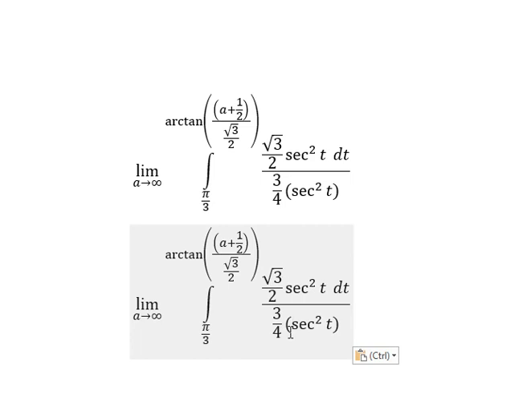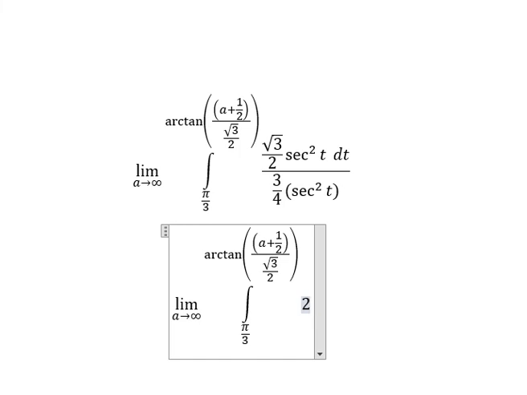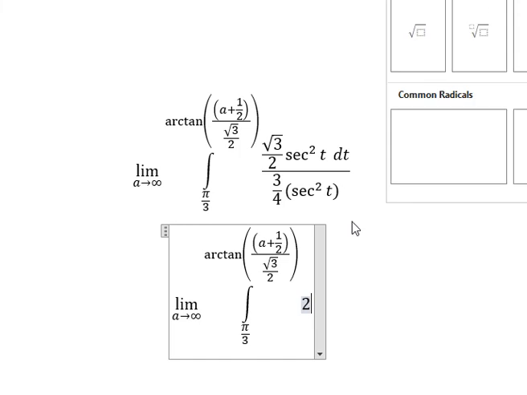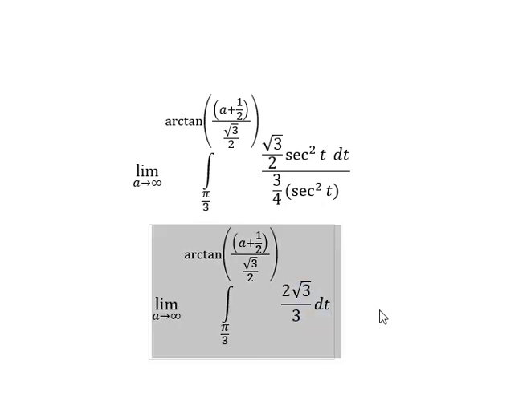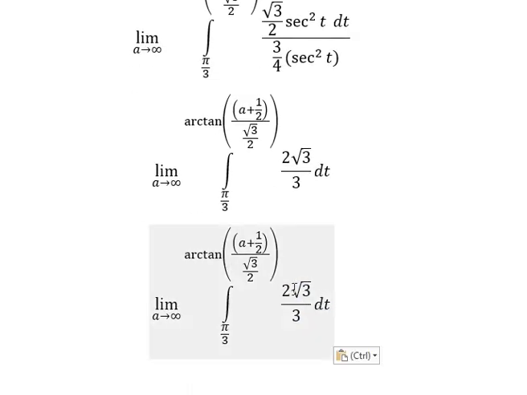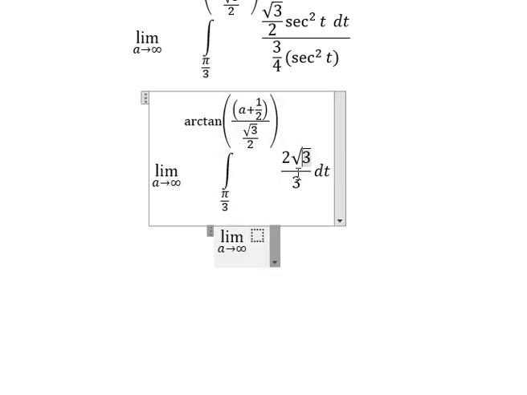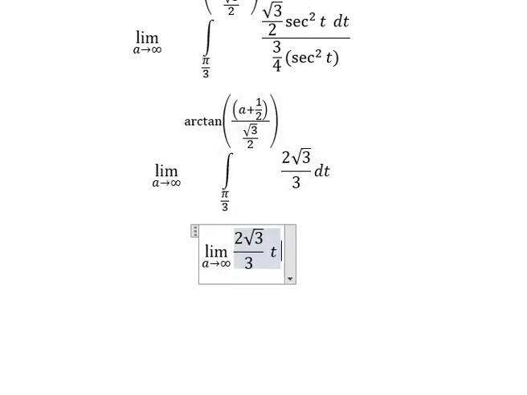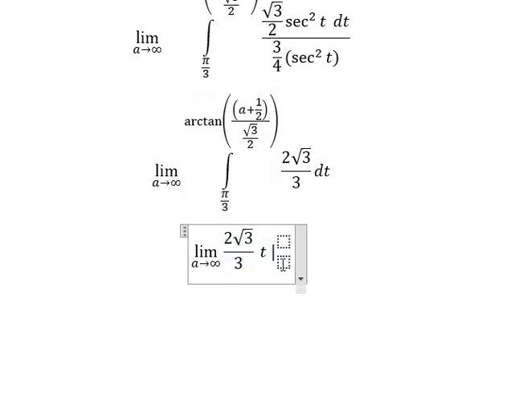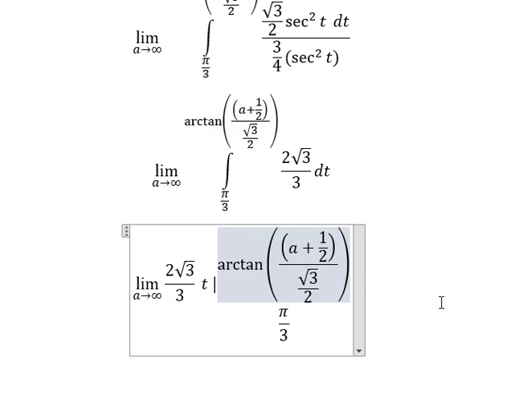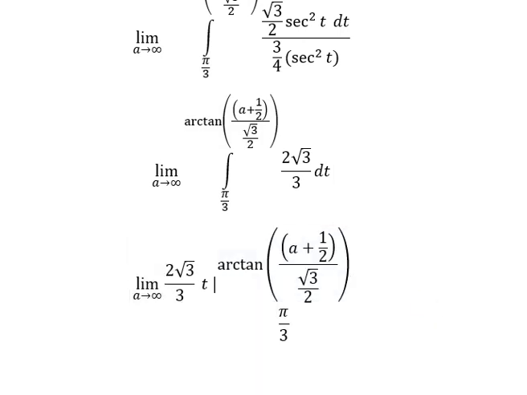Now we need to simplify the numbers in here. So we have 2 over the square root of 3 over 3. This one we have t. And we put the bounds from pi over 3 to arctan of this one. And now we have the final answer.